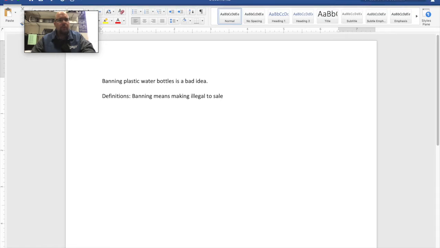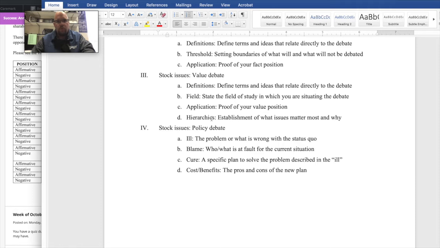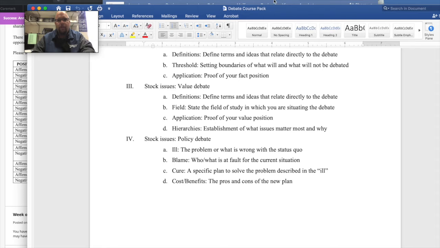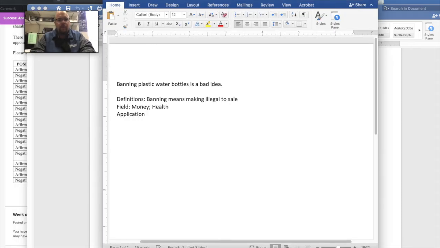Let me go back so we can all look at the stock issues together. Field, application, and hierarchy. Remember those. So for field, let's do money and health is how I will do that. The next one, application or proof, basically by the field. So for money, it's a huge industry. And for health, it's sanitary and easily distributed.